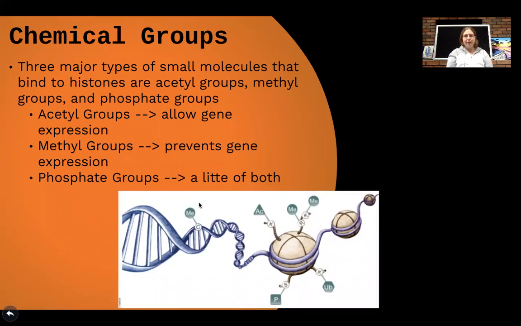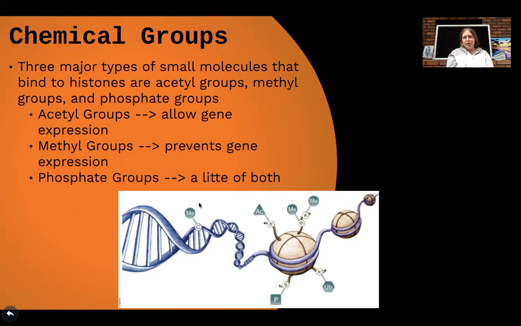So again, there are three main groups that we are going to talk about. These bind to the histones and will affect how the DNA wraps around the histones. So the three that we're going to talk mostly about are acetyl groups, methyl groups, and phosphate groups. Phosphate groups, more so good to mention, but we're not really going to get into them. They kind of do a little bit of both of the jobs that acetyl and methyl do, but not necessarily to the same degree. And also, it depends on the circumstances. Acetyl and methyl groups are the ones we're going to focus the most on.